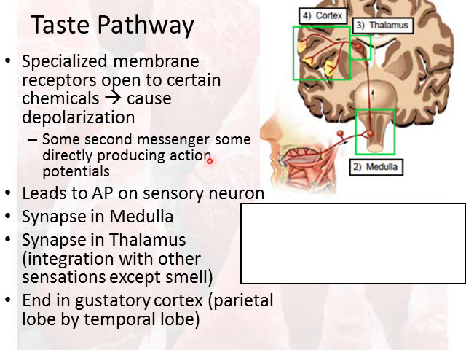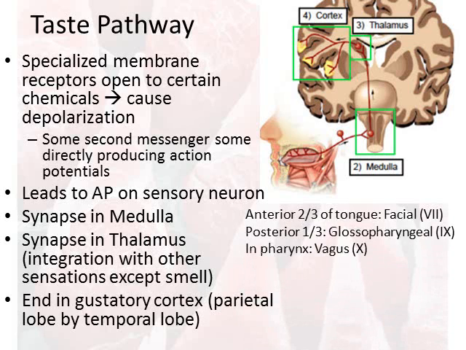You also have many others that use the second messenger system, where the chemical starts a whole long chain of events in that neuron, which leads to an action potential later on. And so after that action potential occurs, we have 3 different cranial nerves that can be stimulated depending on where the taste bud was. So the facial nerve is kind of the anterior 2/3 of the tongue, glossopharyngeal is posterior 1/3, and then your taste buds in your pharynx and in your throat are innervated by the vagus nerve, number 10.